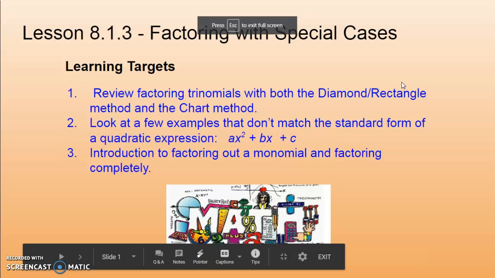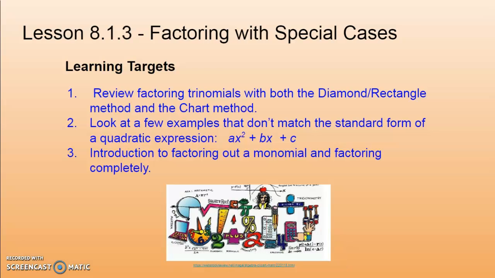So first of all, we're going to be reviewing factoring trinomials with both the diamond and rectangle method and the chart method. We'll look at a few examples that don't match the standard form of a quadratic expression, and the standard form is ax squared plus bx plus c. And then I'm going to give you an introduction to factoring out a monomial and factoring completely.